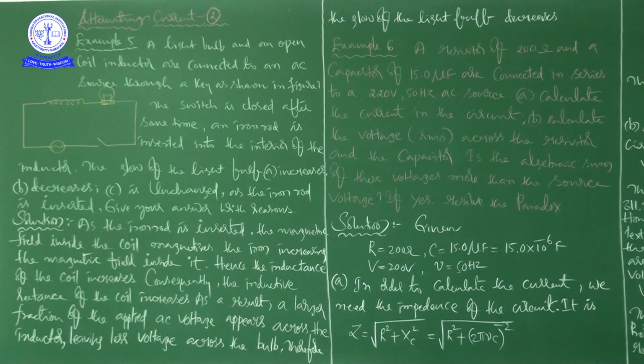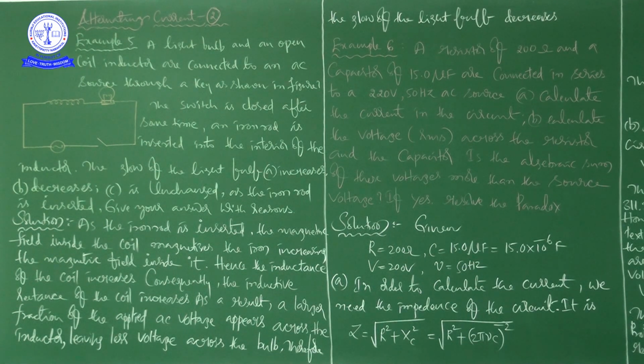See here. A light bulb and an open coil inductor are connected to an AC source. I am showing the 2 devices also. Please be concentrated here. It is a circuit, right? He is saying how the circuit is arranged, what things are present and how they are connected.